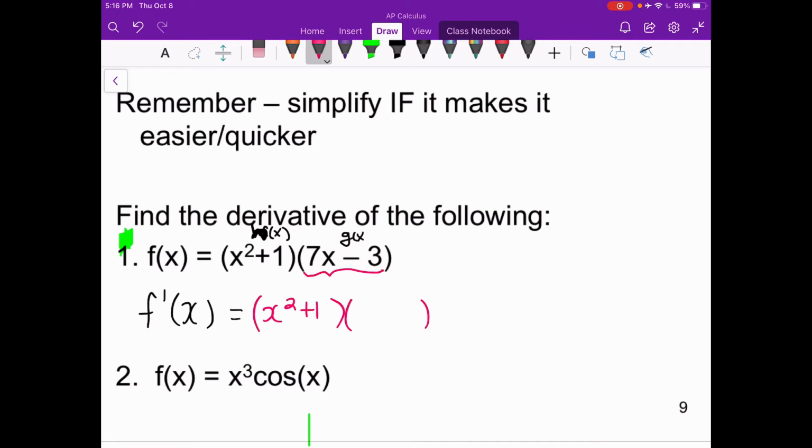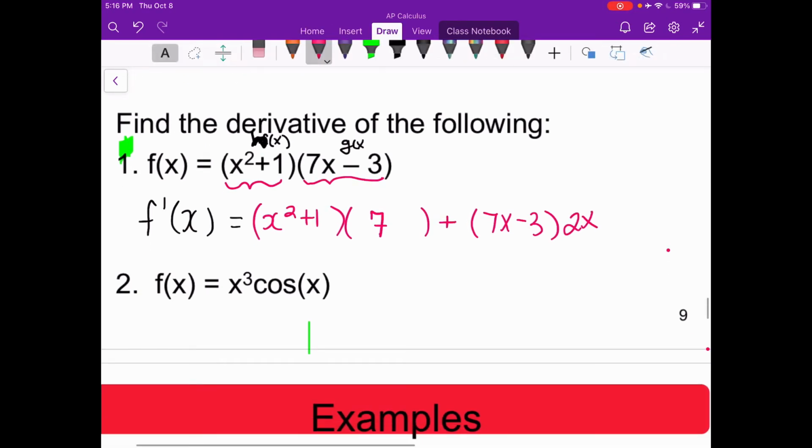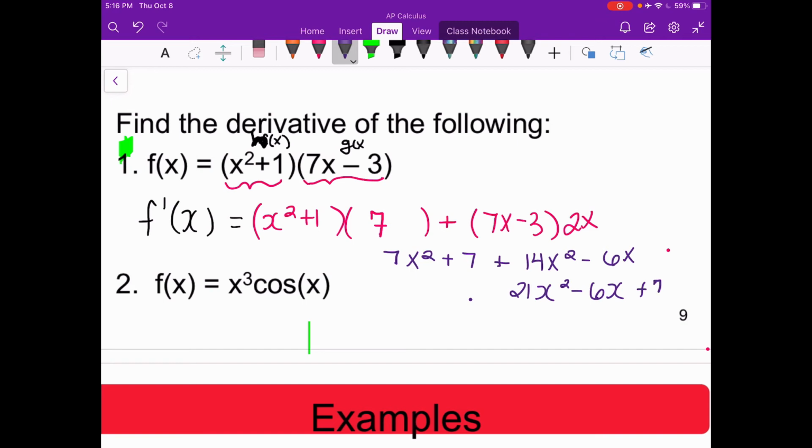So what's the derivative of the second function? It's just 7. Plus the original second function times the derivative of the first. So times 2x. And then simplify that. This becomes 7x squared plus 7 plus 14x squared minus 6x. Combine your like terms and you get 21x squared minus 6x plus 7.